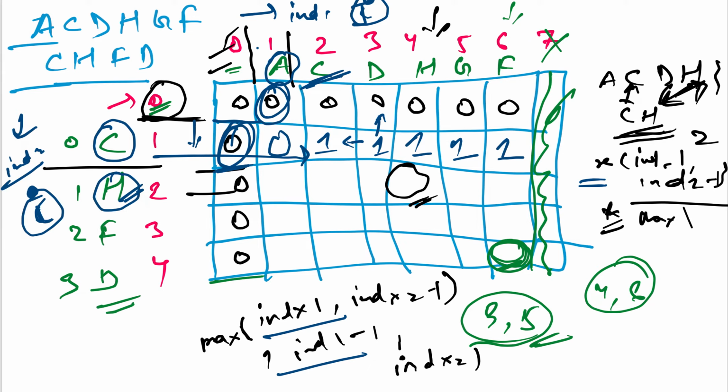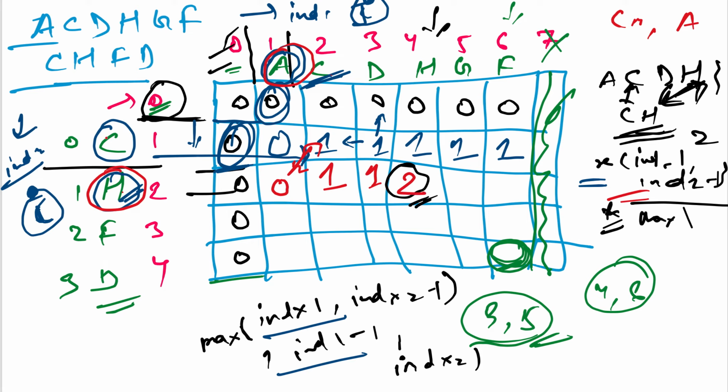Here we will see A and H. These two don't match, maximum of these two is 0. That means the maximum subsequence of C, H comma A is 0. And then C and H doesn't match, maximum of these two, that means 1. And then here D and H doesn't match, so maximum of these two is 1. Then here H and H match, that means in this case we will consider 1 plus the value at I minus 1, j minus 1. So 1 plus 1, 2.